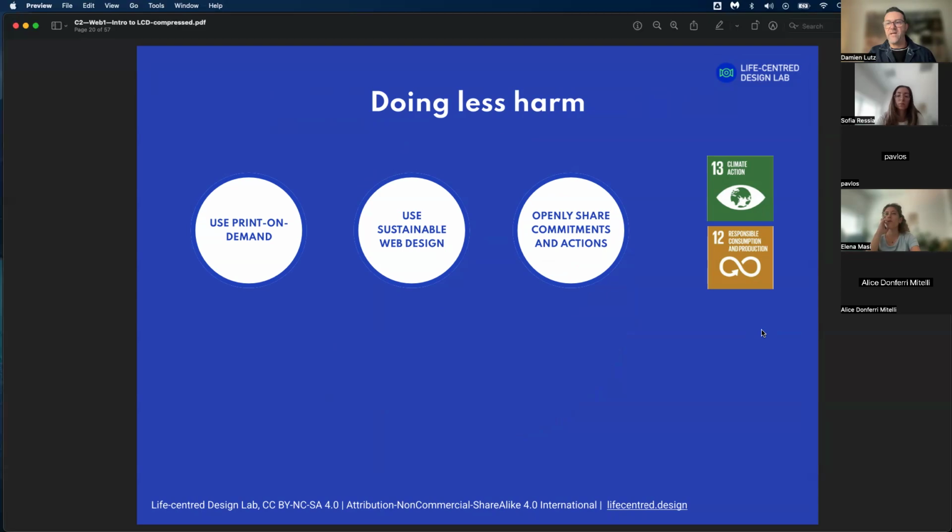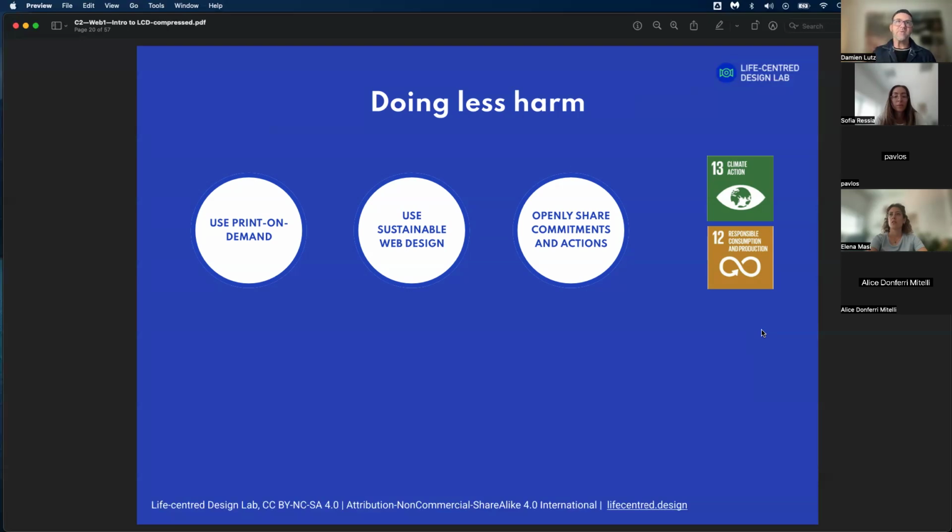I can use print on demand. Traditional publishers will produce print in bulk and ship bulk loads of books around, which uses carbon, and then a lot of them cannot be sold and end up as waste. I use sustainable web design, so my website uses less energy and creates less carbon, and I openly share the commitments on my website, which helps me keep myself accountable as well.